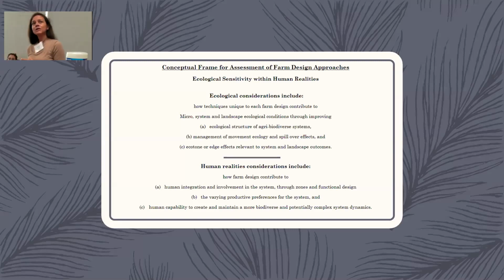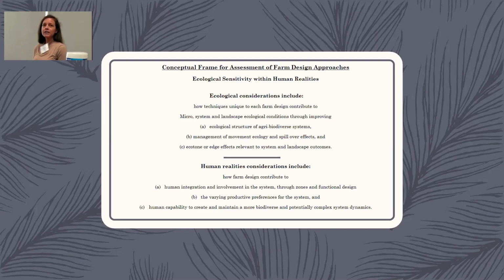So for the ecological considerations, I looked at how techniques unique to each farm design contribute to micro, system and landscape ecological conditions through improving the ecological structure of agri-biodiverse systems, which is linked to the function of the system, management of movement ecology and spillover effects, which is very relevant for coffee farming and other commercial crops, but in my case for coffee farming, and ecotone and edge effects relevant to system and landscape outcomes, which is somewhat linked to the movement ecology and spillover effects.